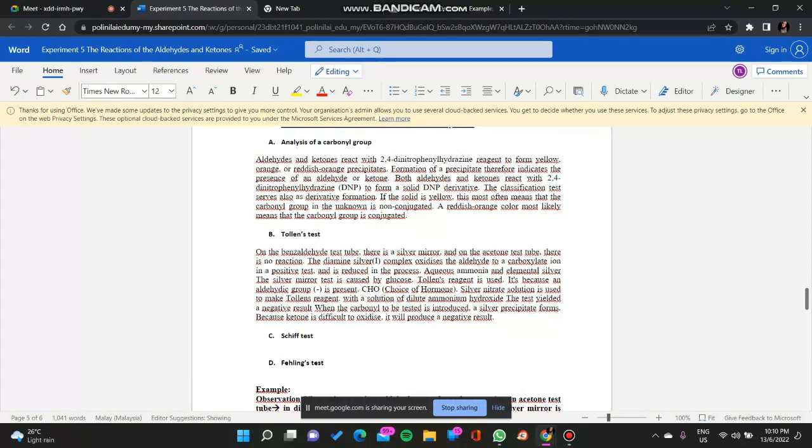The silver mirror test is caused by glucose. Tollens' reagent is used because an aldehyde group is present. The silver nitrate solution is mixed with dilute ammonium hydroxide to make the Tollens' reagent. The test yields a negative result when the carbonyl to be tested is a ketone. No silver precipitate forms because a ketone is difficult to oxidize, so it will produce a negative result.